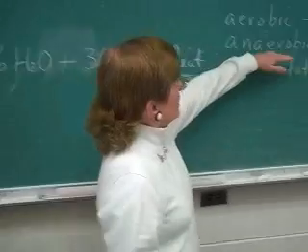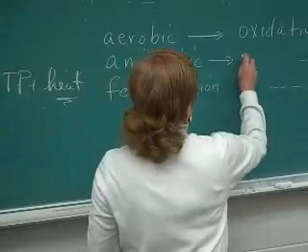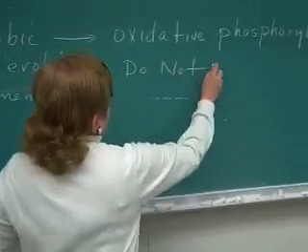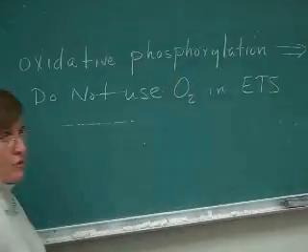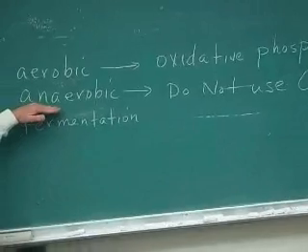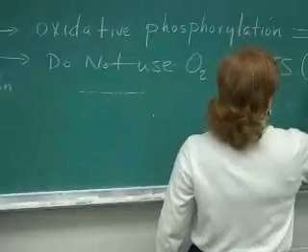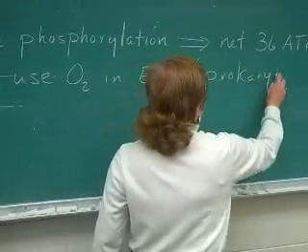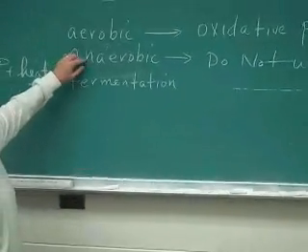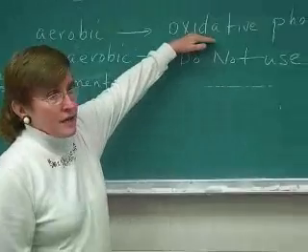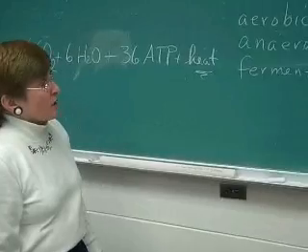Anaerobic organisms use an electron transport system, but they do not use oxygen in that electron transport system. And most of these organisms are small organisms. Most of these organisms are prokaryotes. They can still get enough energy, but they will certainly not get as much energy as they do from an oxidative process when oxygen is the final electron acceptor.